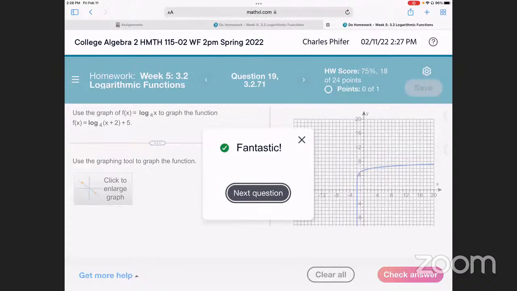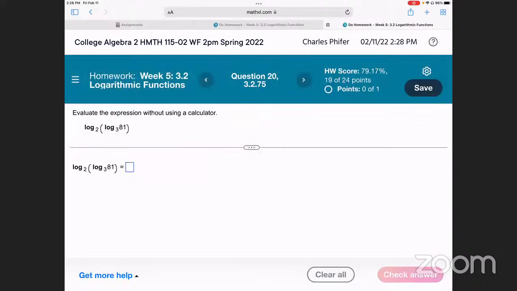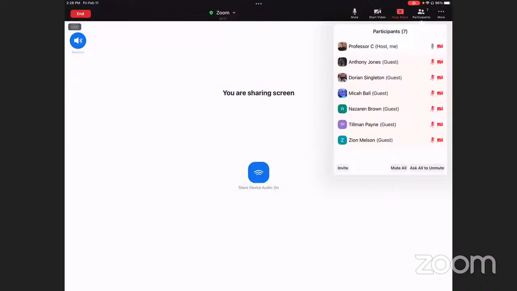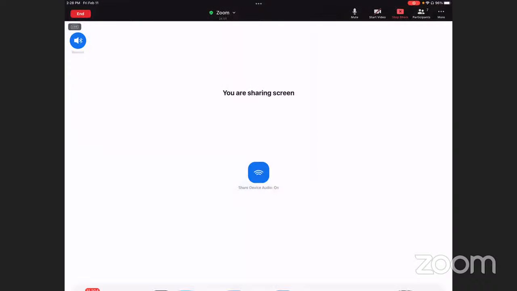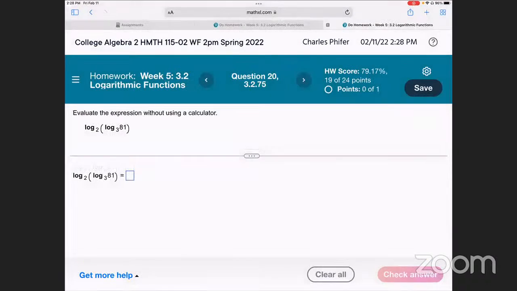How many more we got? Let me check Zoom really quickly. Are there any notifications? Nobody's in the waiting room, and the chat looks clear. We're going to keep it moving right here.